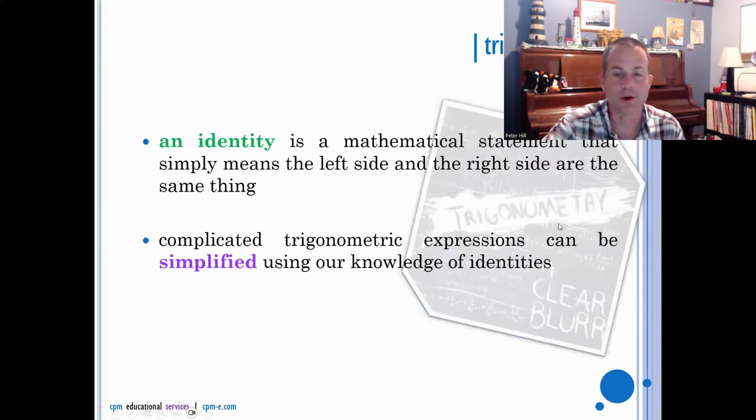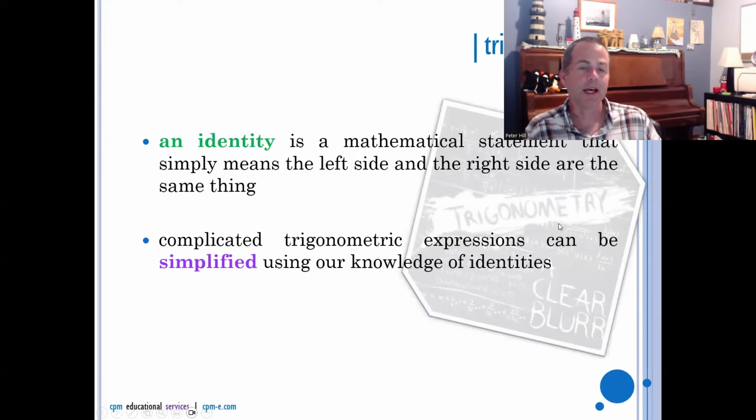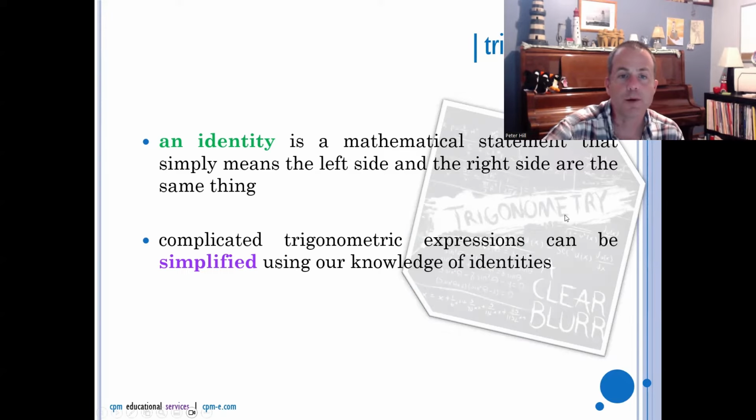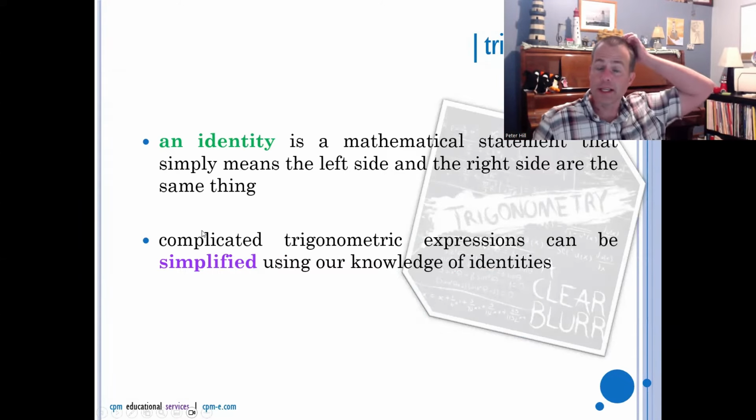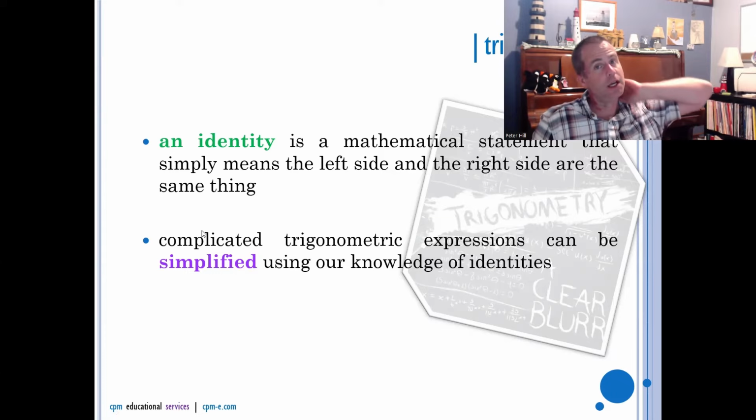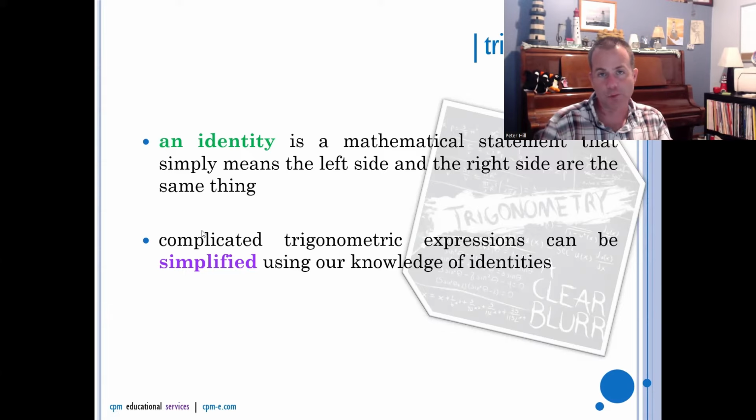Okay, now let's get into some identities. An identity is a mathematical statement that simply means the left side and the right side are the same thing. Complicated trigonometric expressions can be simplified using our knowledge of identities. This is where your formula sheet is going to be used a lot. So if you don't have a formula sheet handy, grab one. If you don't have one from your teacher, just Google Alberta Ed 30-1 formula sheet and you'll get it.